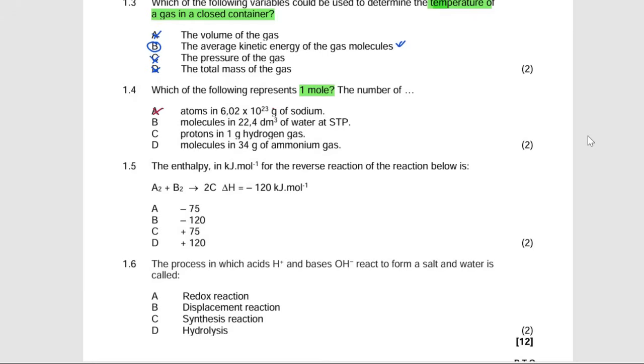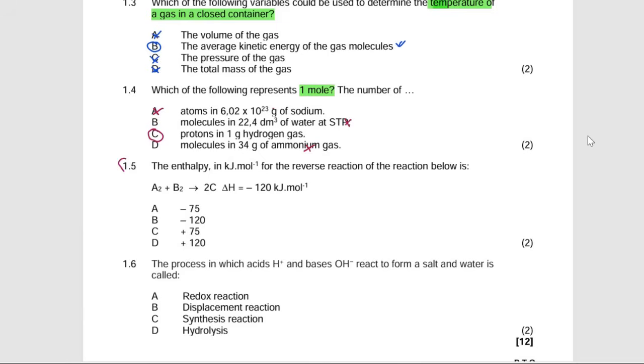Moving on to the second option, which is B. It says molecules in 22.4 dm cubed of water at STP. Again, this one is going to be incorrect. Then C says protons in 1 gram of hydrogen gas, so our option C is going to be the correct one. Then D says molecules in 34 grams of ammonia gas. Also, this one is incorrect.